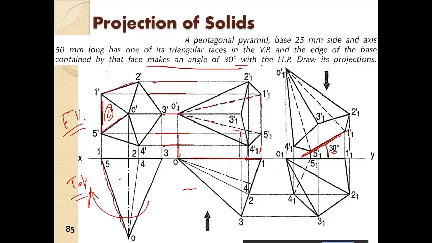So this is 30 degrees. Once you rotate this to 30 degrees, project vertically down, and project horizontally to the right, and you get the top view. So this is the top view, this is the front view.